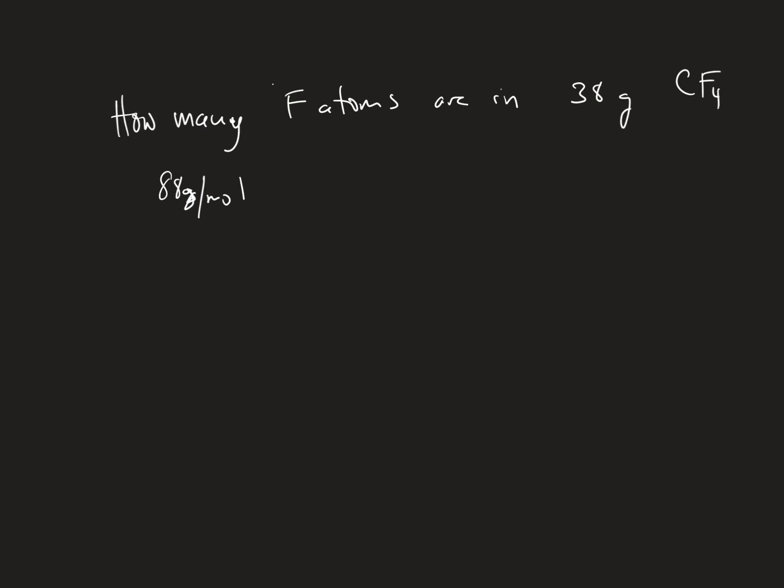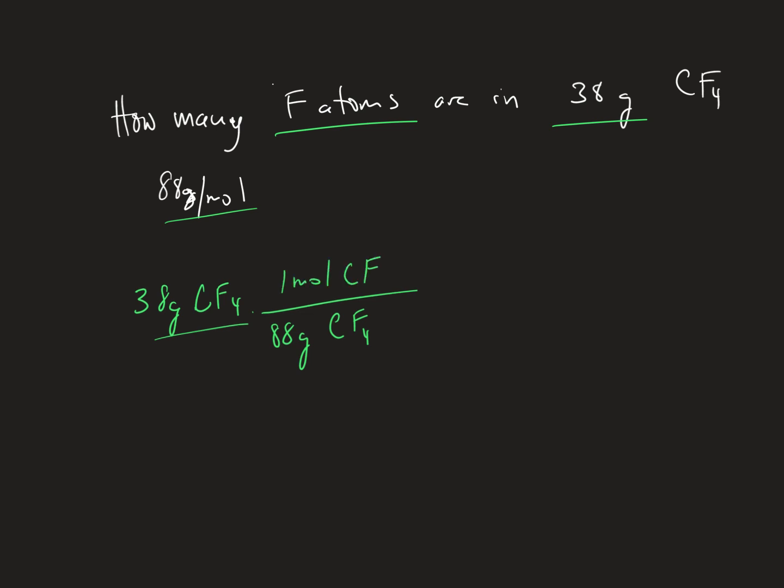So we're going to start with what we know. We have 38 grams of CF4 and we're looking for how many fluorine atoms. Are you with me so far? Okay. So we're going to use the molar mass to convert grams of CF4 into moles of CF4. So 88 grams of CF4 on bottom so that the grams cancel, to 1 mole of CF4. And if I lose you at any point, let me know.